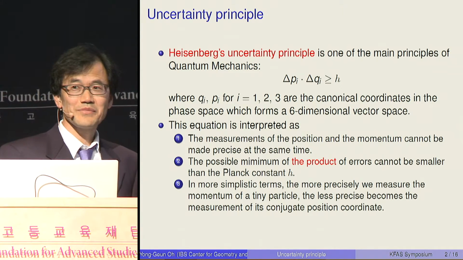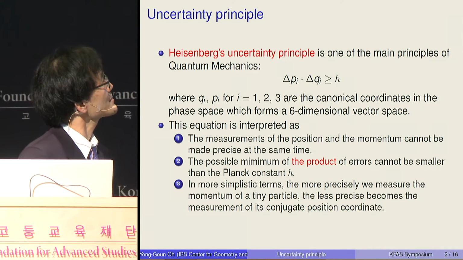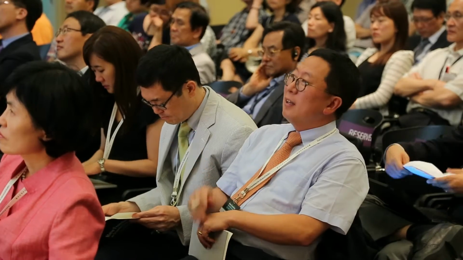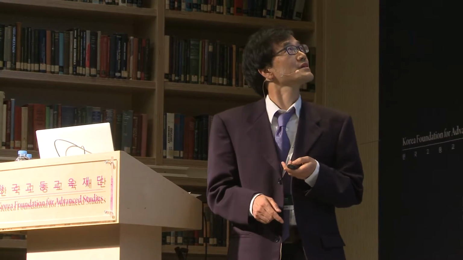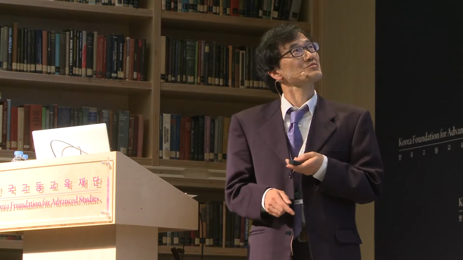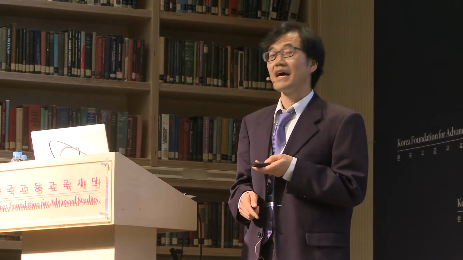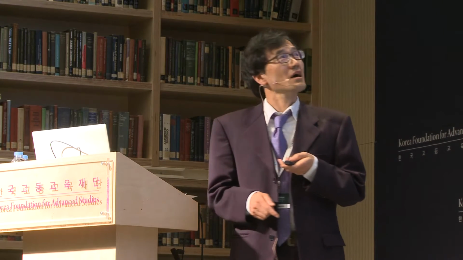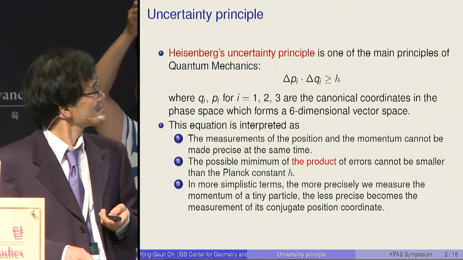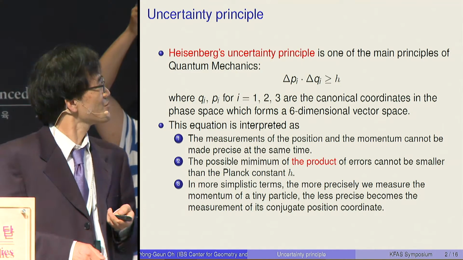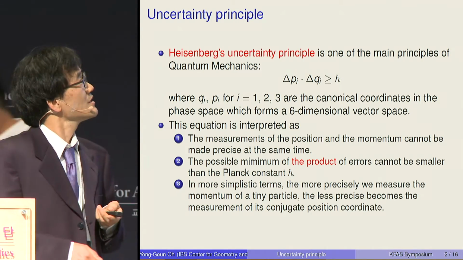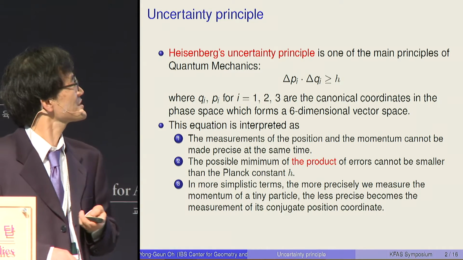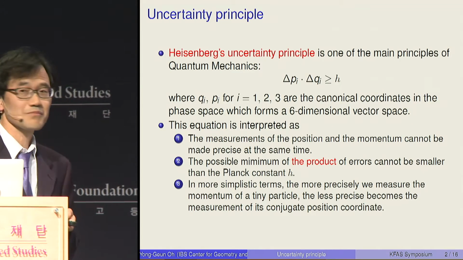And this equation can be interpreted as the measurement of the position and momentum cannot be made precise at the same time. Furthermore, the possible minimum of the product of errors cannot be smaller than Planck constant. In more simplistic terms, the more precisely we measure the momentum of a tiny particle, the less precise becomes the measurement of its conjugate position coordinate.